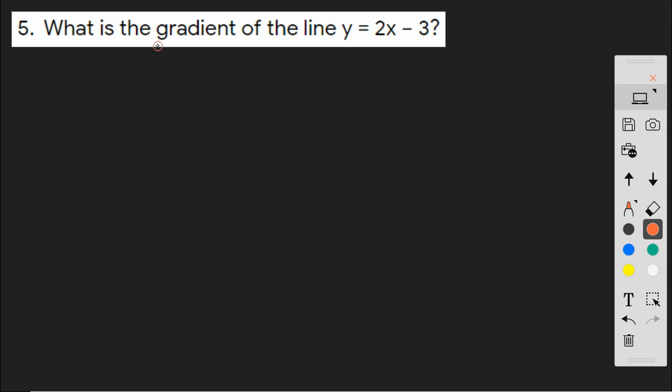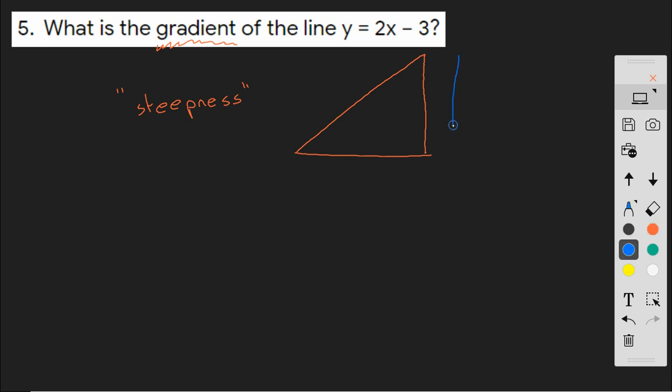Okay, well, let's have a look at question 5. And we've got another word here, which is gradient. So we need to know what gradient is. Now, gradient is a measure of steepness. So what we're interested in is when we're going up a hill, we are interested in how far we have gone up compared to how far we have gone along.